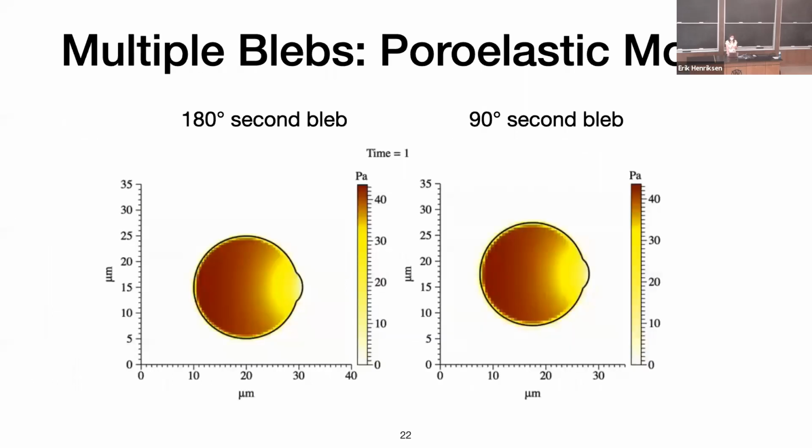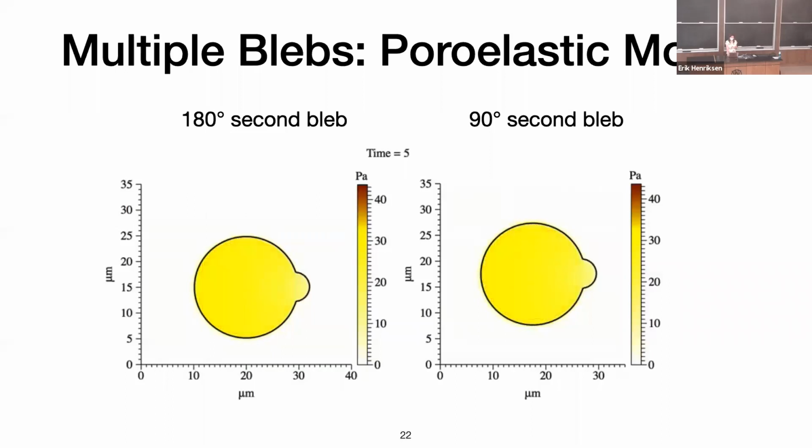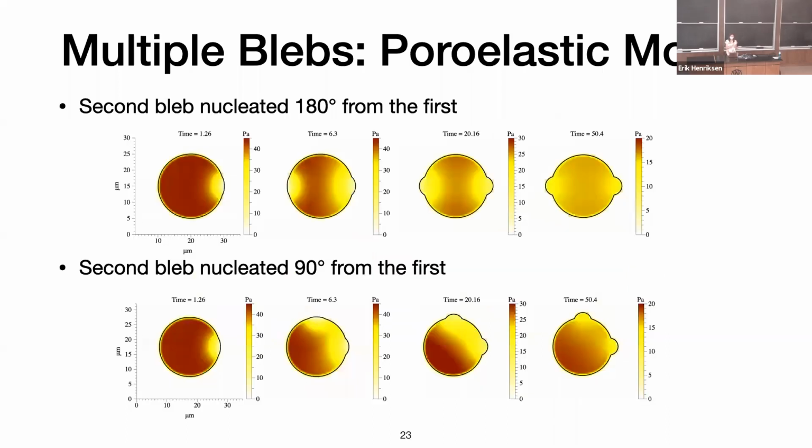Okay, so now let's do multiple blebs with the poroelastic model. And again, the pressure decreases quite a bit, so we're going to have to adjust the color bar to see what's happening. The one thing I can do with the simulation that they can't do with the experiments is that I can run it out for a really long period of time. So in the experiments, the cortex will reform, and then the bleb is going to retract.